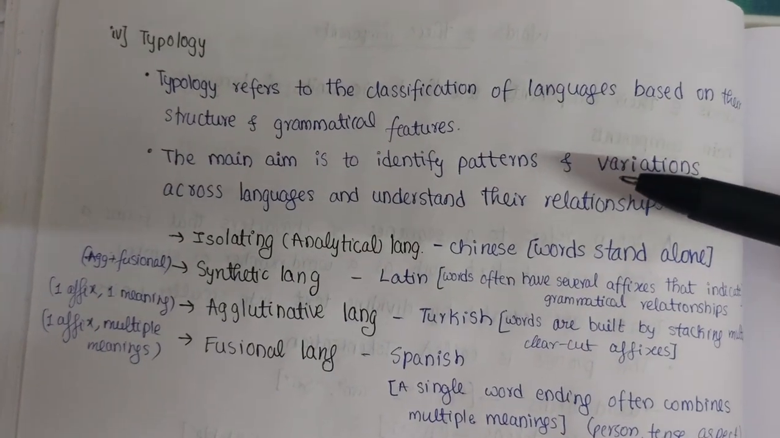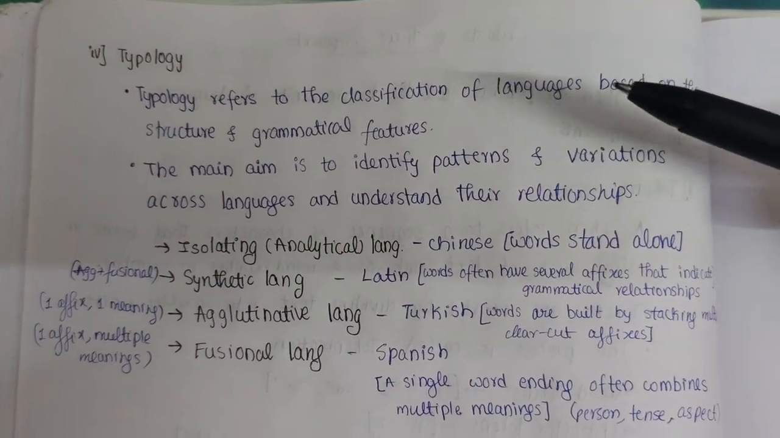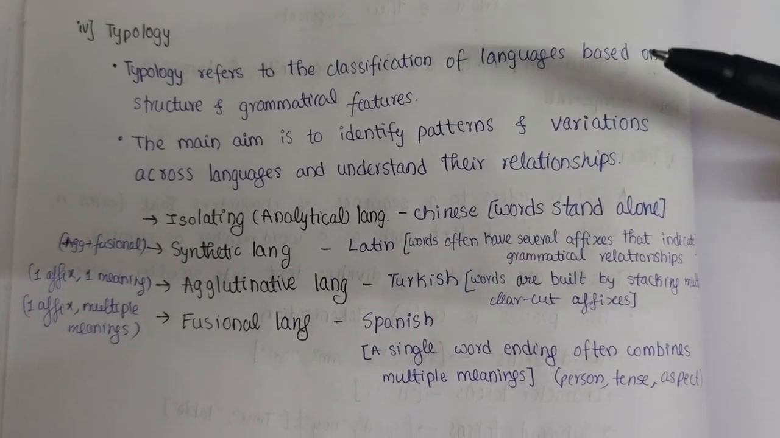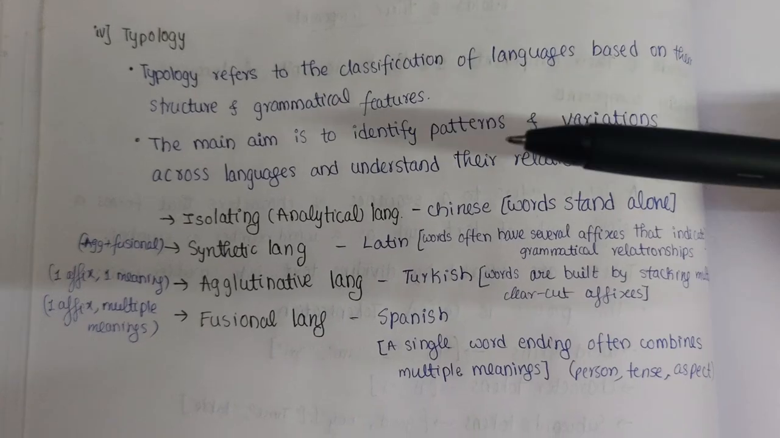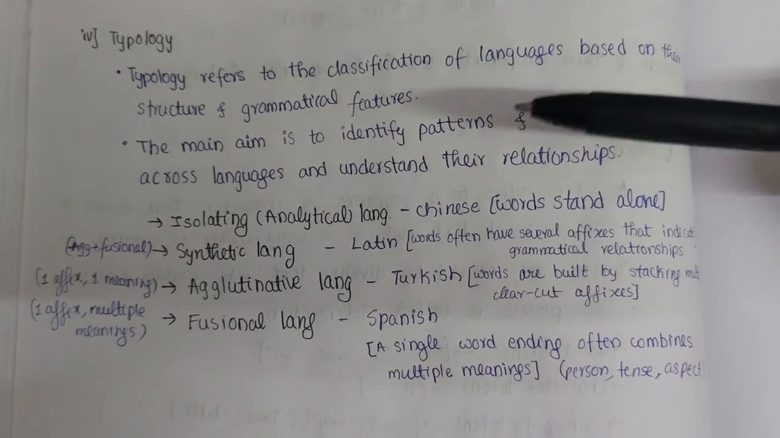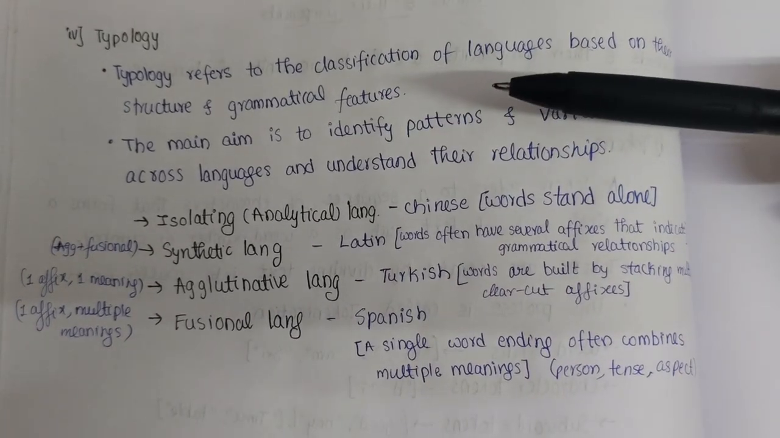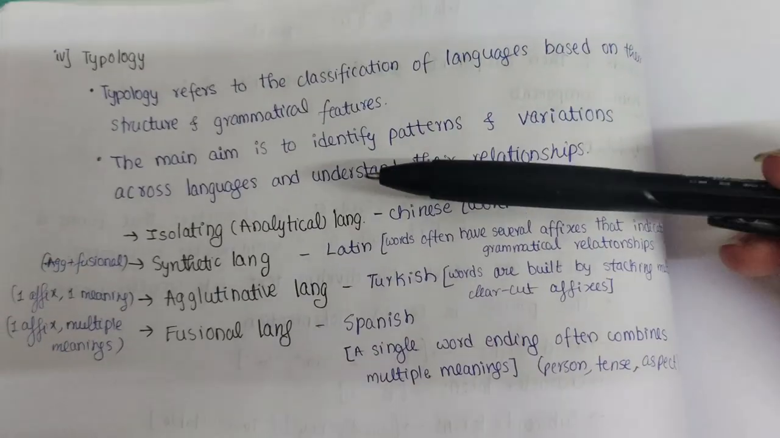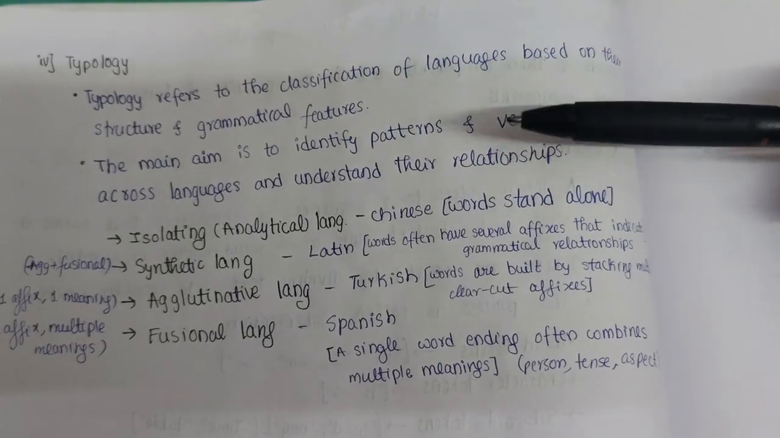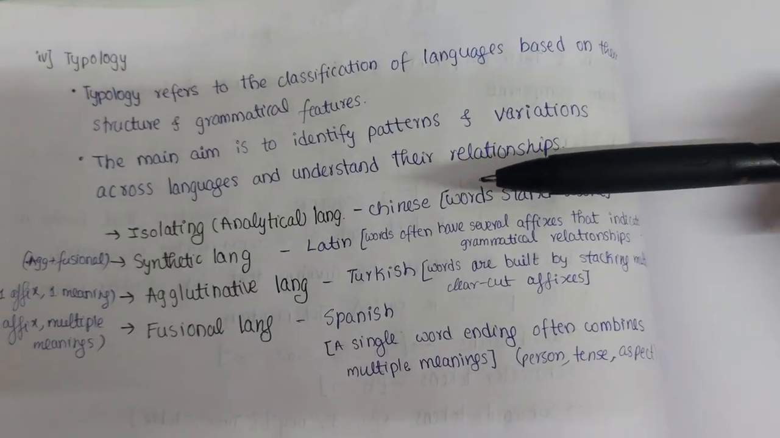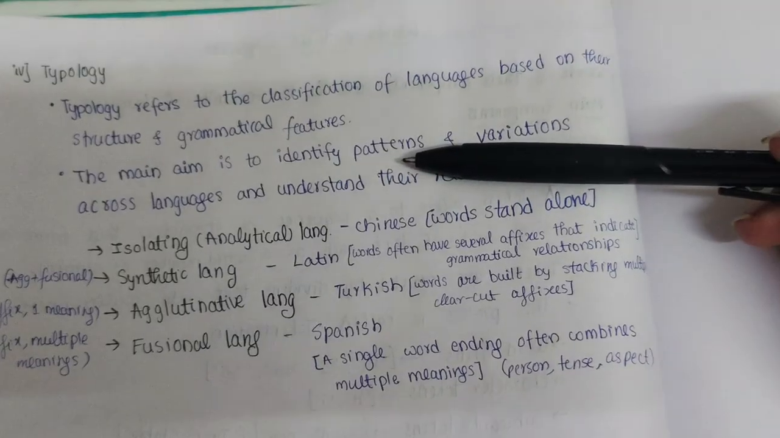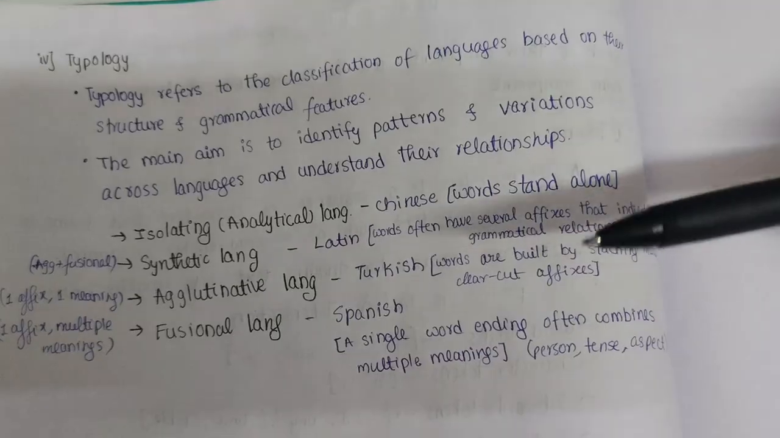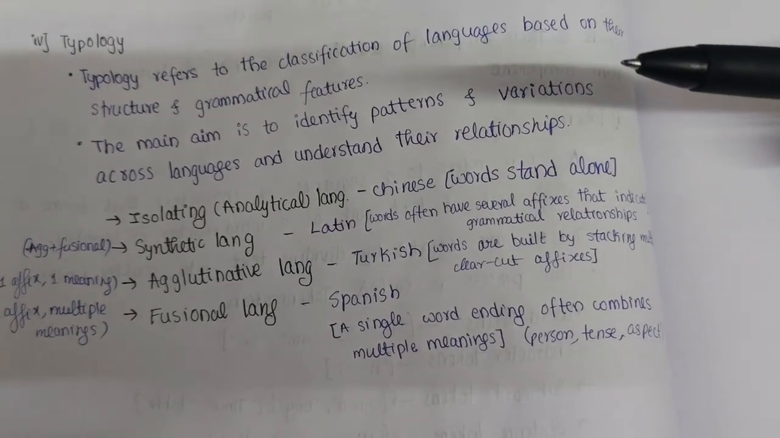The last main component is typology. Typology refers to the classification of languages based on structure and grammatical features. For example, if we take English, it has its own structure and grammatical features. Like that, every language has its own structure and grammatical features, right? So typology is going to classify them. The main aim is to identify patterns and variations across languages and understand the relationships between them.